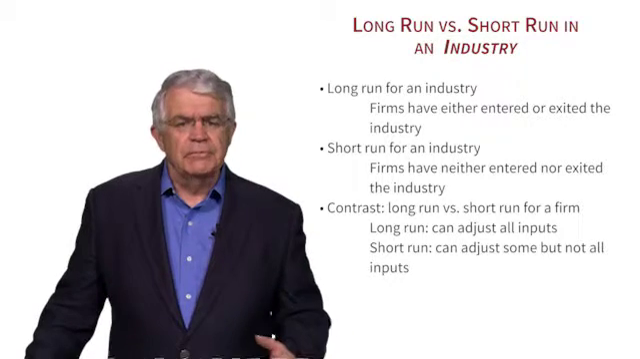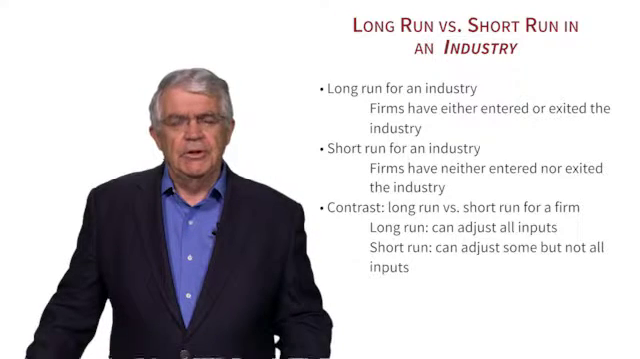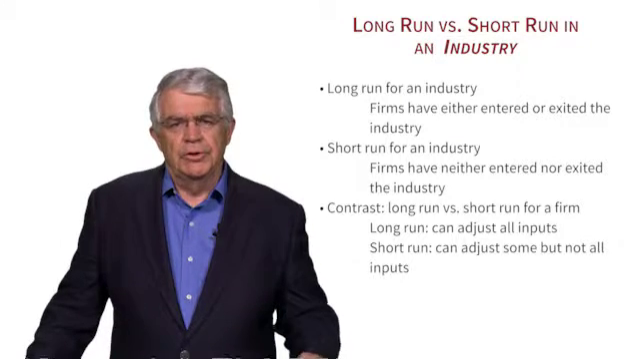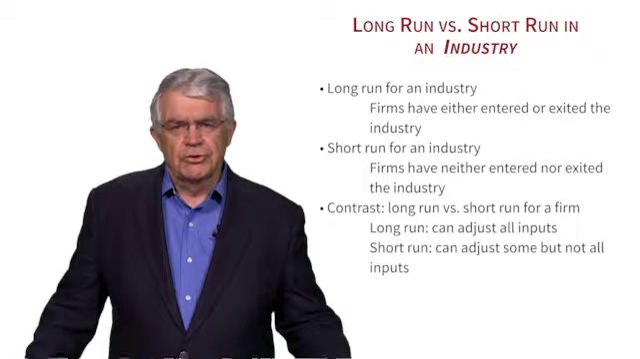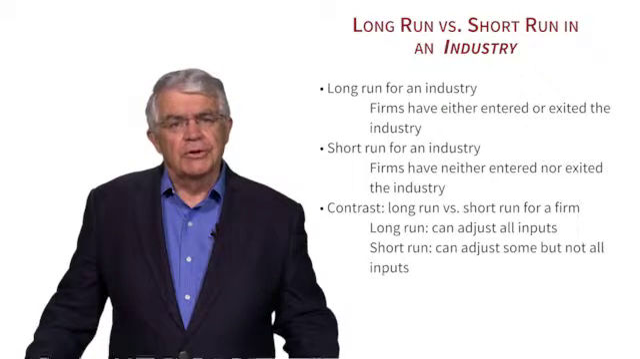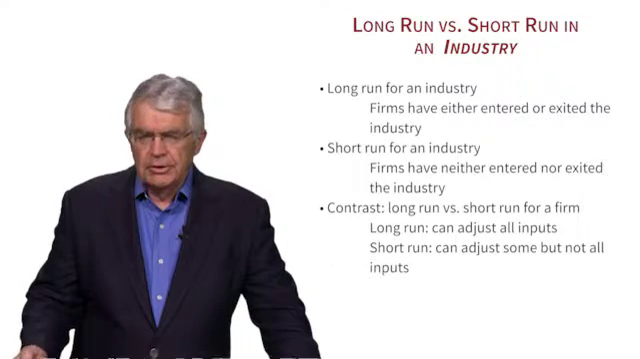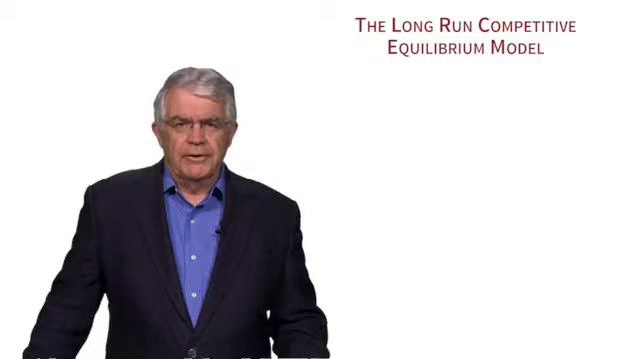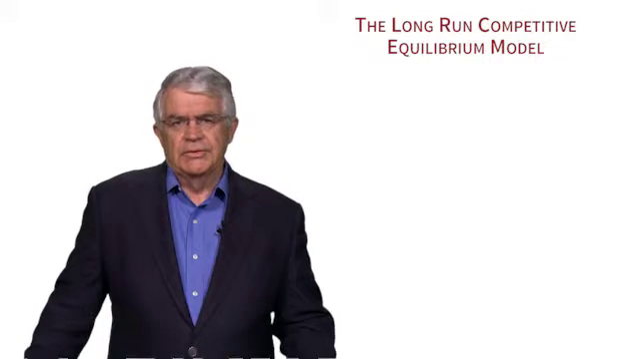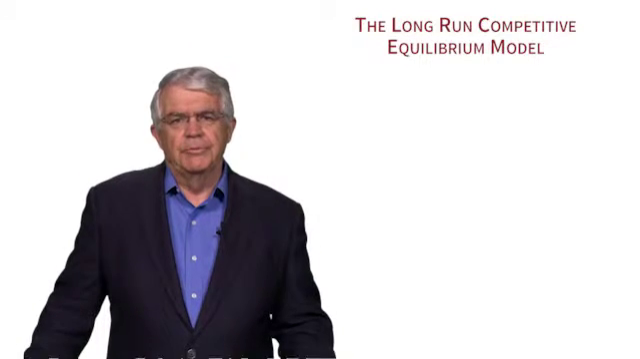Of course, in reality, both of these could be happening at the same time, but to explain it, we want to focus on one and the other. We focused on long run and short run of the firm before. Now we're going to consider long run and short run for the industry. When you think about the long run and short run for the industry, we want to introduce a model. This model has a name. It's the long run competitive equilibrium model.